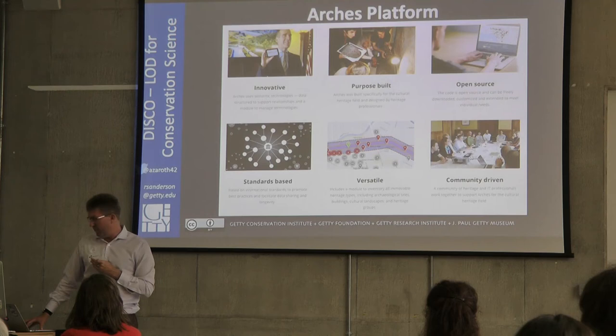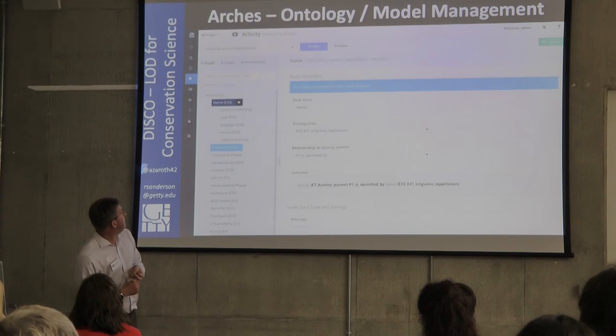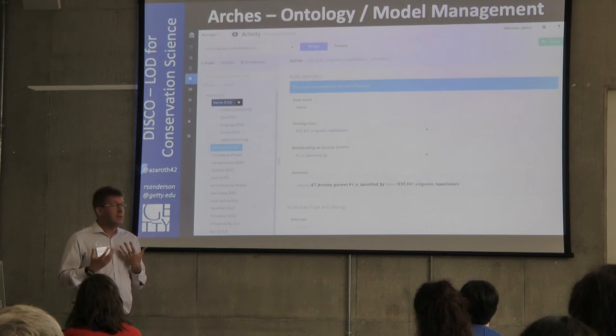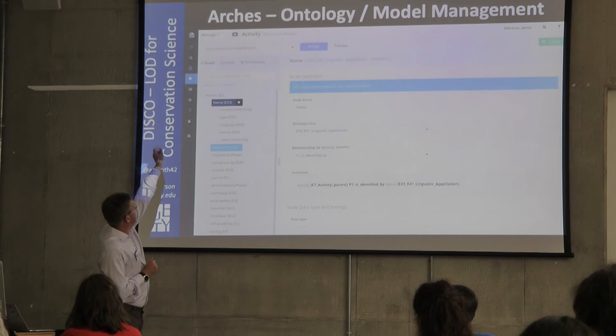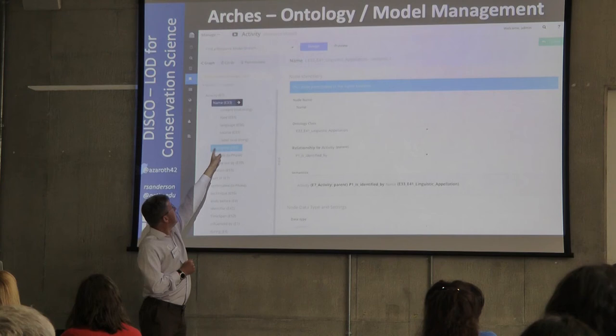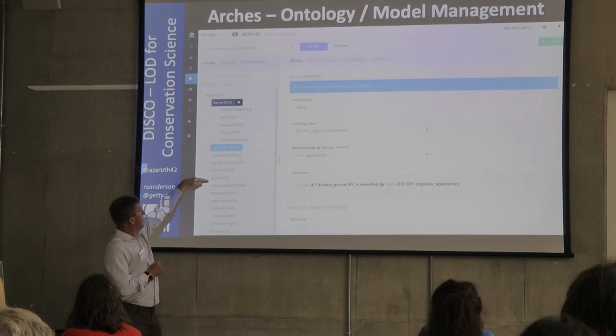So to walk through, hopefully it may be visible, some of the features of Arches at a core level, and then where we're going to go with Disco. So Arches has sort of an ontology and model management feature where we can say, when we are talking about activities, we know that we want to have a name for that activity, and the name has some content, and this is going very far down now into the weeds. There are other texts about that activity. It was carried out by a person, it took place somewhere, it's part of some other activity, and so on.